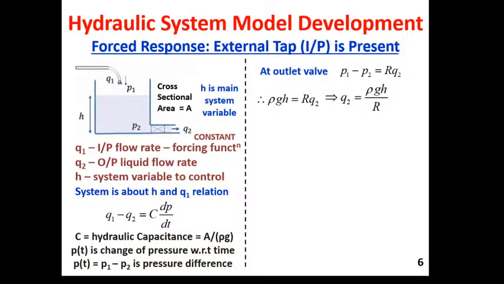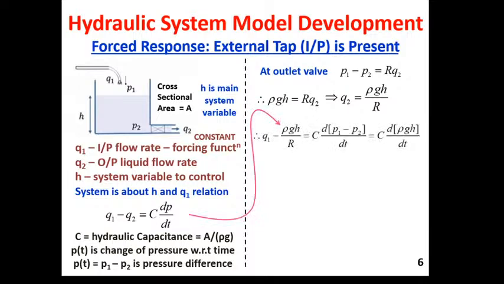divided by R. This is then substituted into the previous equation, that is Q1 minus Q2 is equal to C dP/dt. Substitute Q2 is equal to rho GH divided by R. So what we find is Q1 minus rho GH divided by R is equal to C, as told before, where P is nothing but P1 minus P2. Again that P1 minus P2 is substituted with rho GH. So finally we get the equation Q1 minus rho GH by R is equal to A by rho G times d(rho GH)/dt.